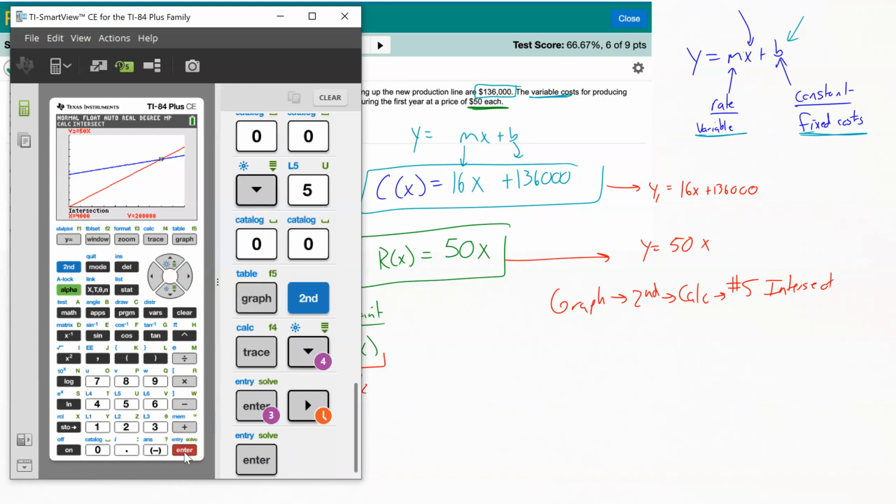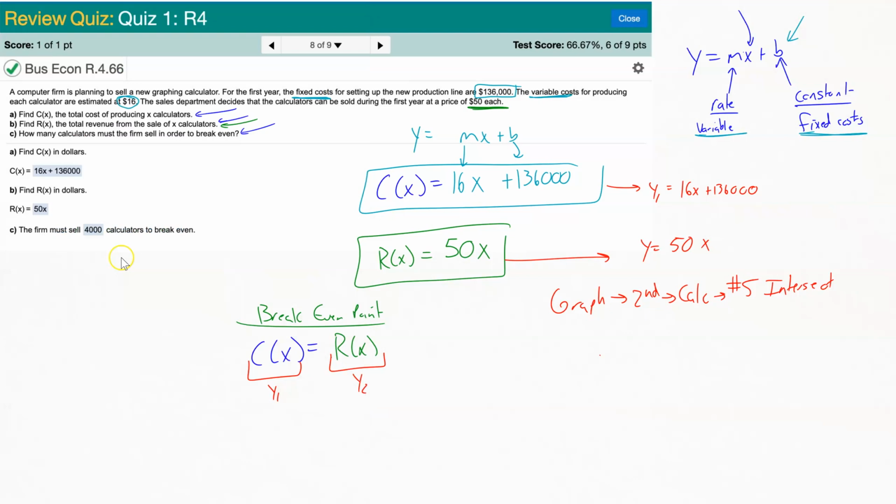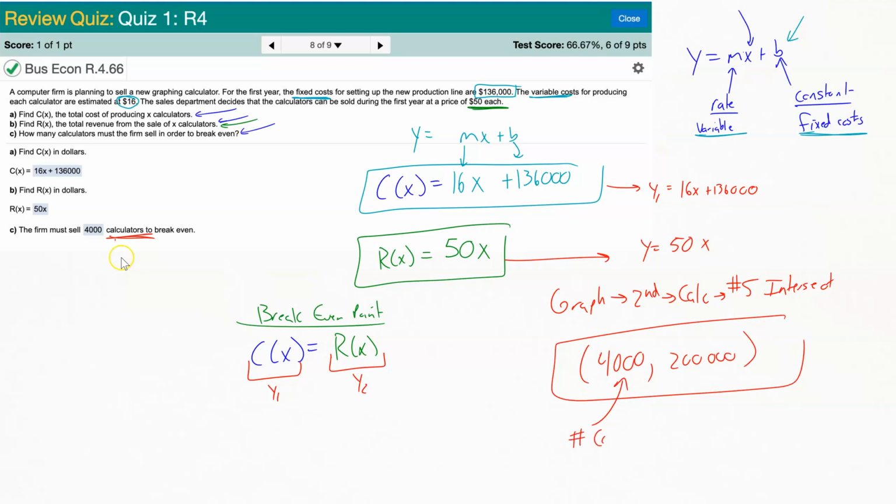and hit enter. And at the bottom of the screen, you can see that we have x equals 4,000 and y equals 200,000. So the x value is 4,000 and the y value is 200,000. This is our break-even point right there. They want to know how many calculators we should sell. Well, that's the number of items that we sold, so that is our x value. And so our answer on this one would be 4,000.